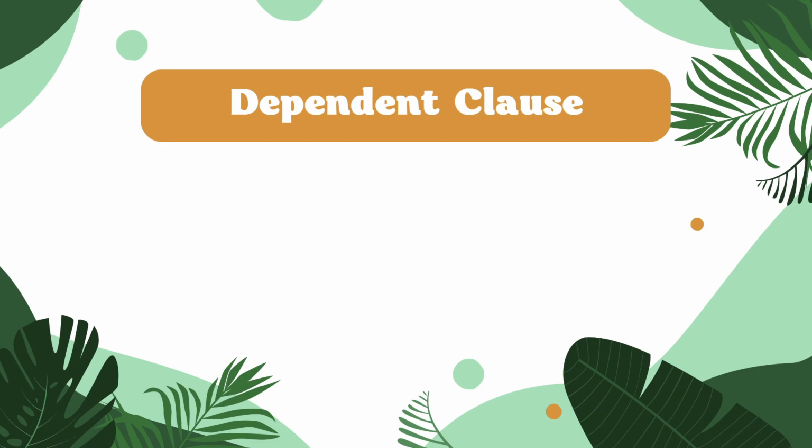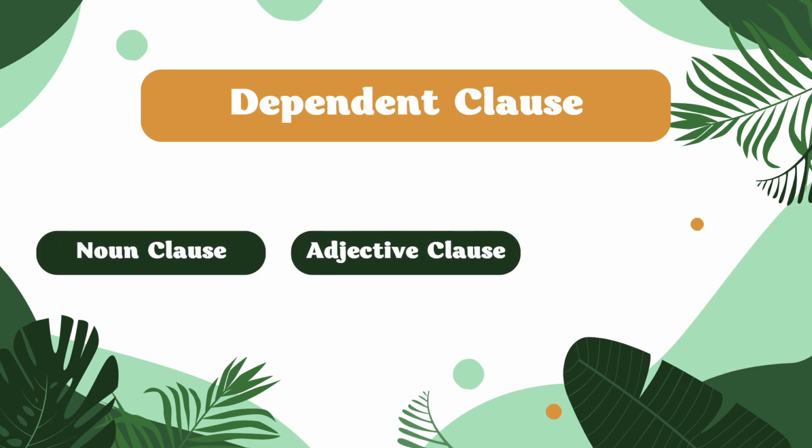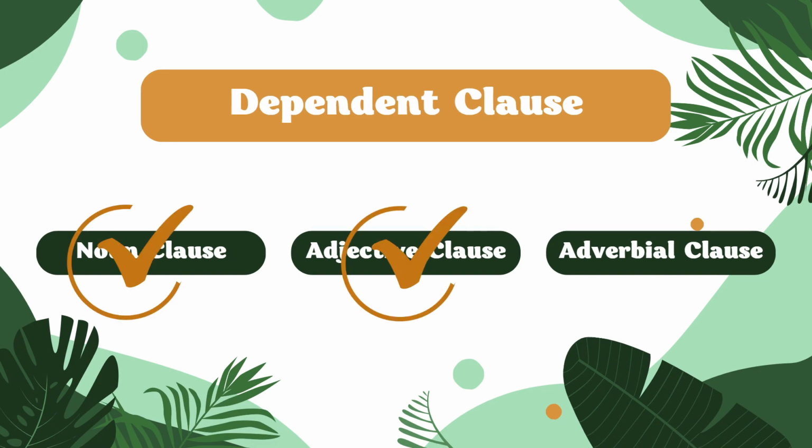Next, there are three kinds of dependent clauses. The first is noun clause, the second is adjective clause, and the last is adverbial clause. In this video, I would like to explain more about noun clause and adjective clause.